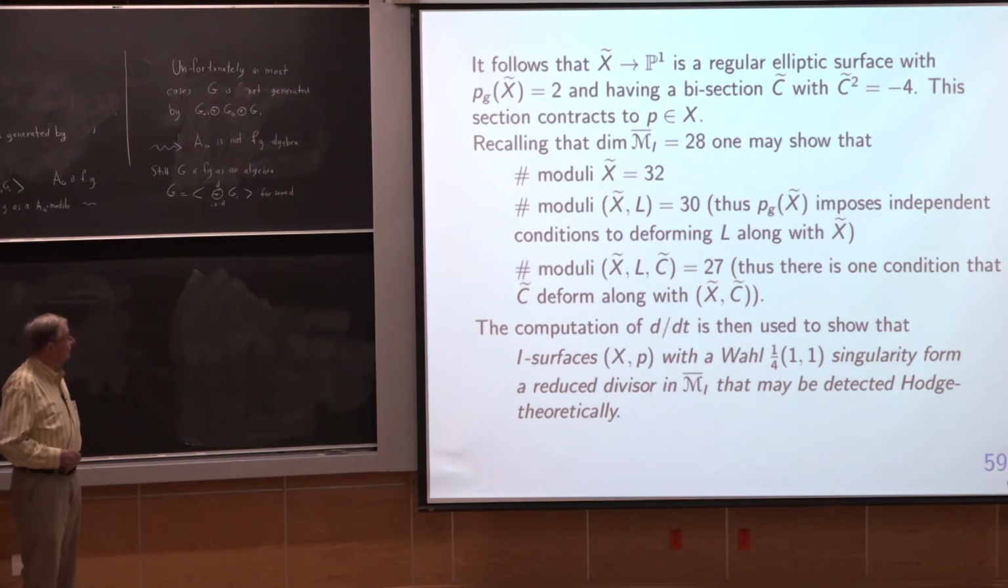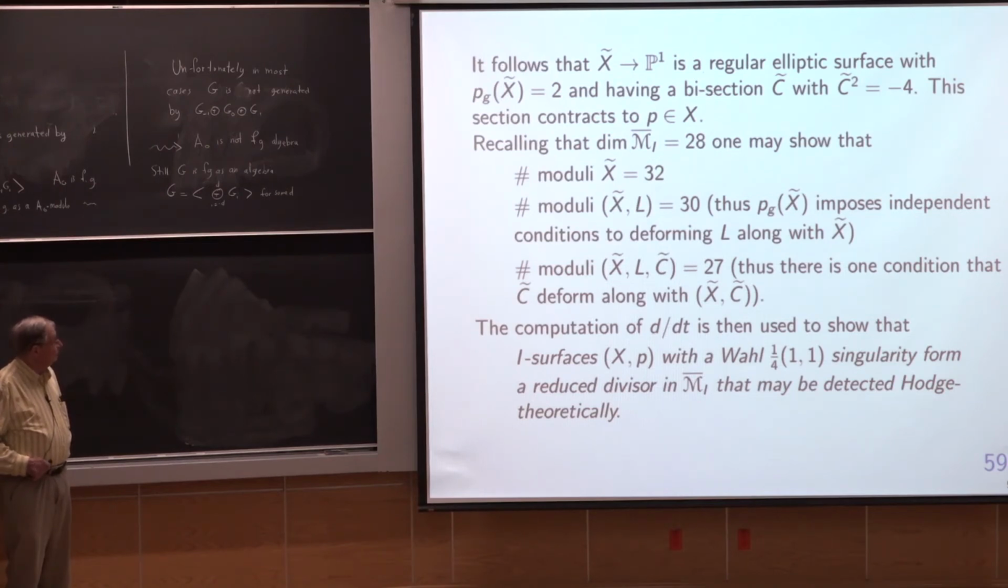So in the limit, you get an elliptic surface with PG equals 2, and it has a bisection coming out of blowing up that singular point. The dimension of the space of elliptic surfaces with these numerics is 28. I'm sorry, the dimension of the space of I surfaces, the moduli space, is 28. It's a compact submanifold. The number of moduli of this elliptic surface is 32.